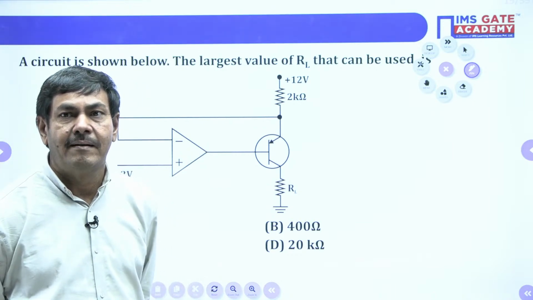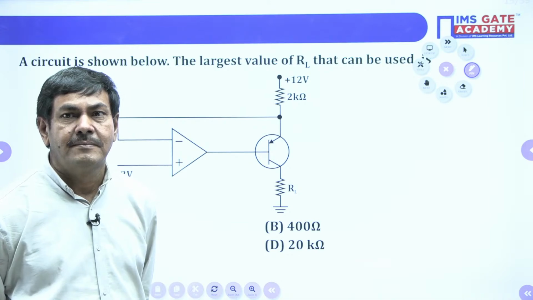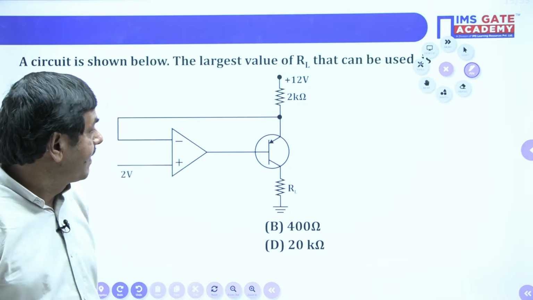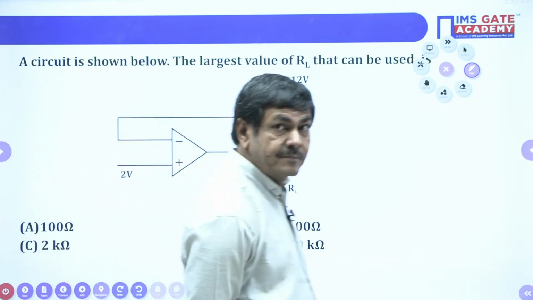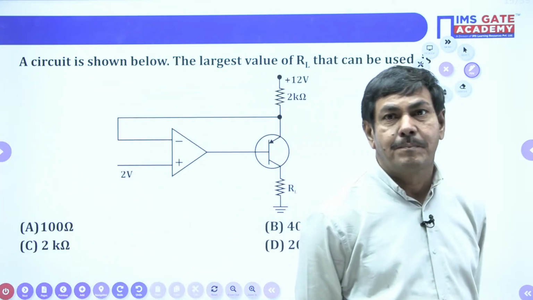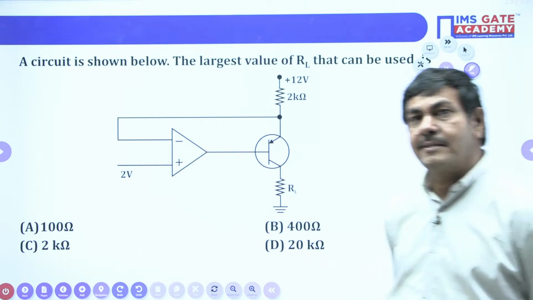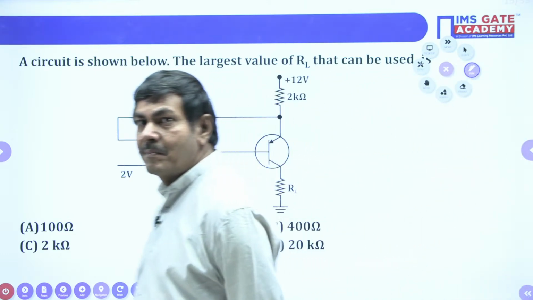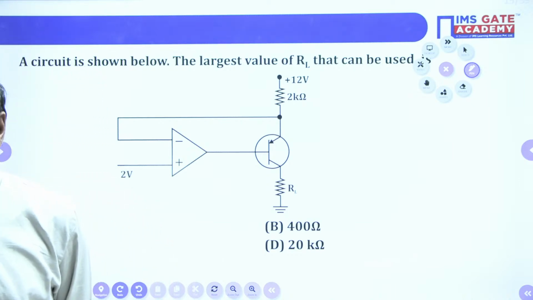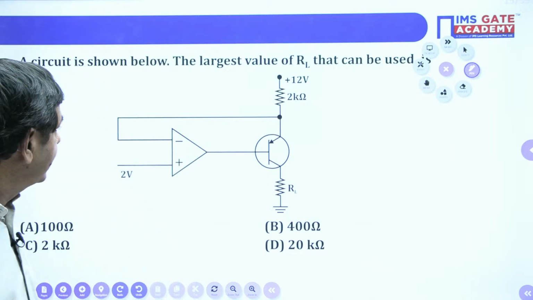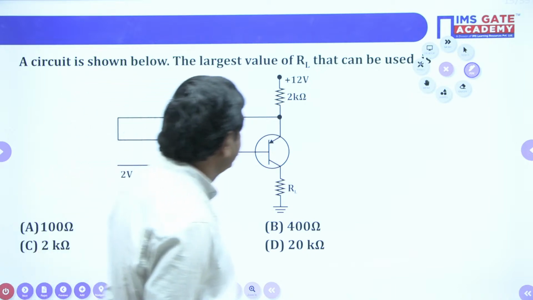Anybody? Anybody can get it? Please solve this question and give the answer. But I want the answer from the students. The current gain is not given, sir. Current gain not given. Yes, not given only.